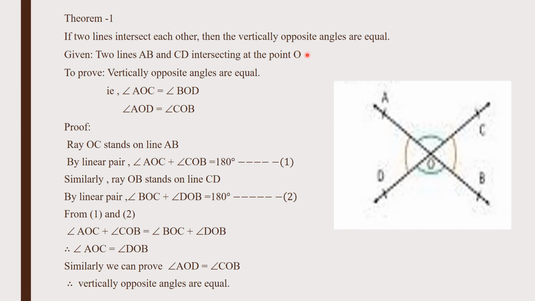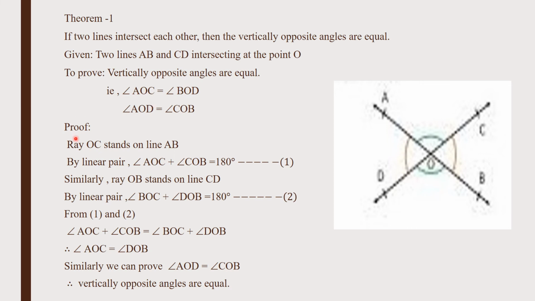Next, what we need to find? We need to find the vertically opposite angles are equal. So here, based on the figure, we can see angle AOC is equal to angle BOD, or angle COB is equal to angle AOD is what we need to prove.